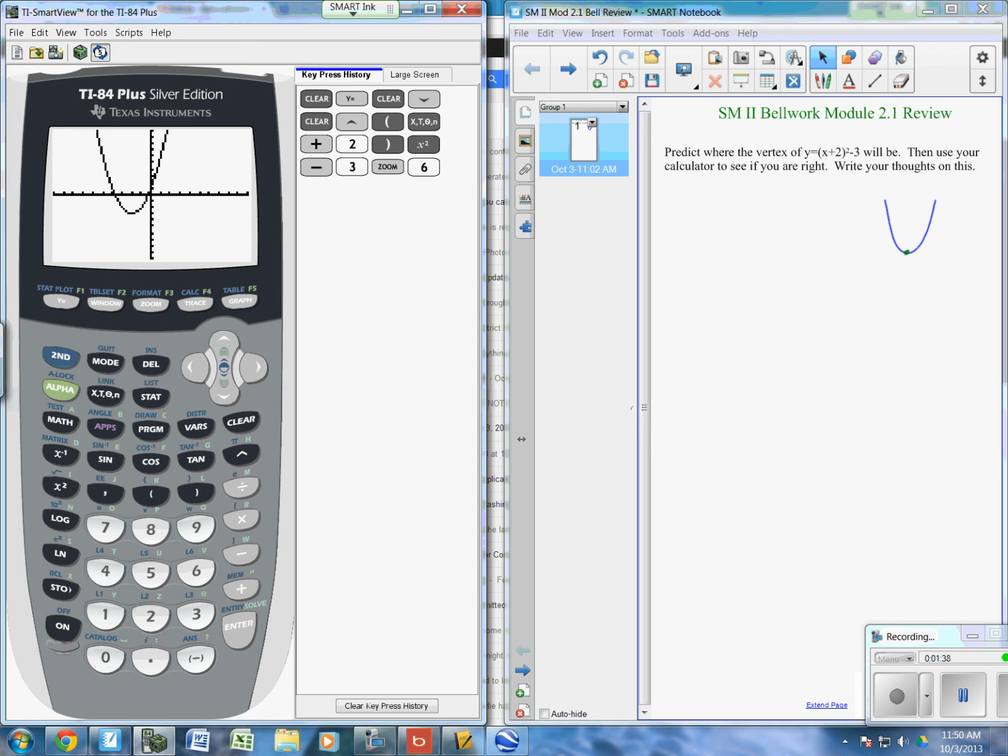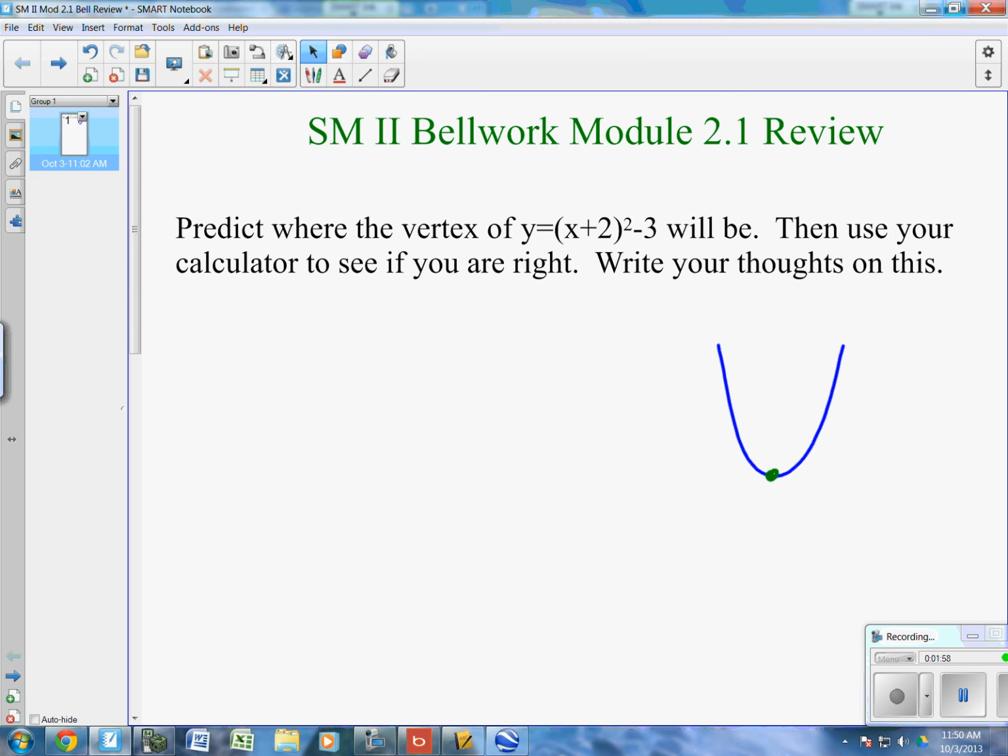About where is it? -2, -3. How does that relate? Look at this. All eyes right here. How does this relate? The vertex is at -2, -3, right? Went over 2 and down 3. How does that relate to y equals x plus 2 squared minus 3? If I raise a hand, who would like to explain that?